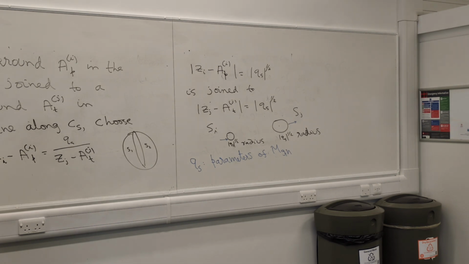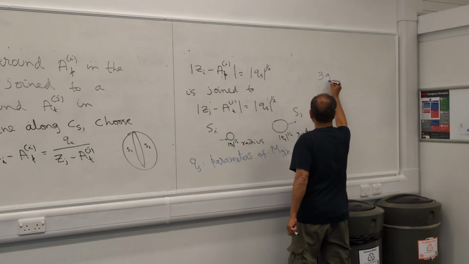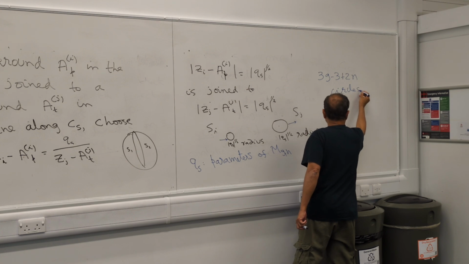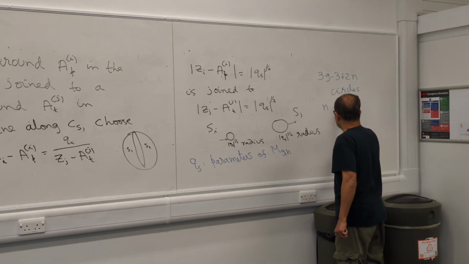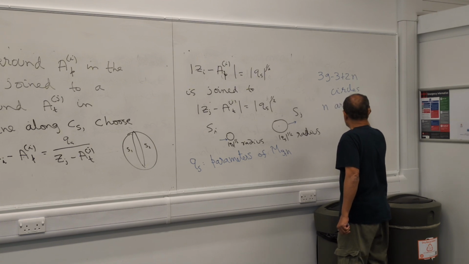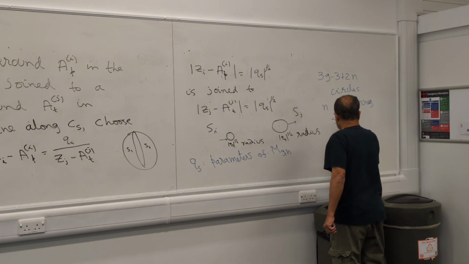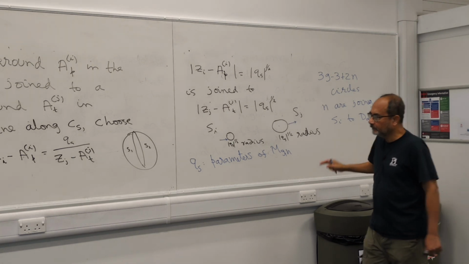Let's see how many such parameters we have. To begin with, we had 3g minus 3 plus 2n circles, of which n are joining Si to Di.